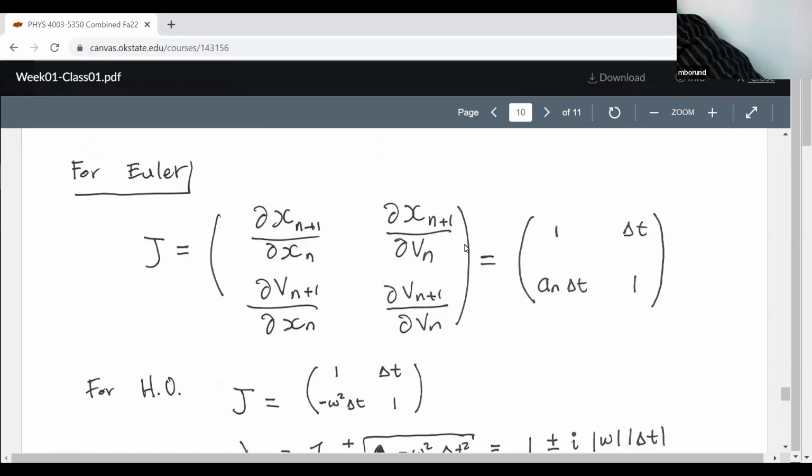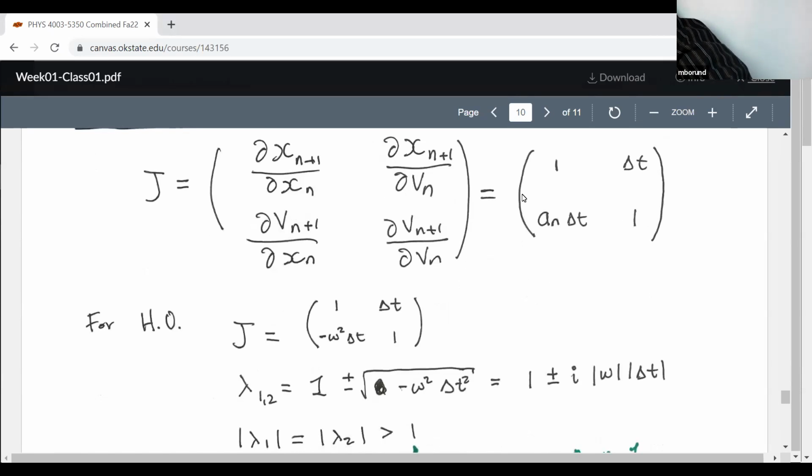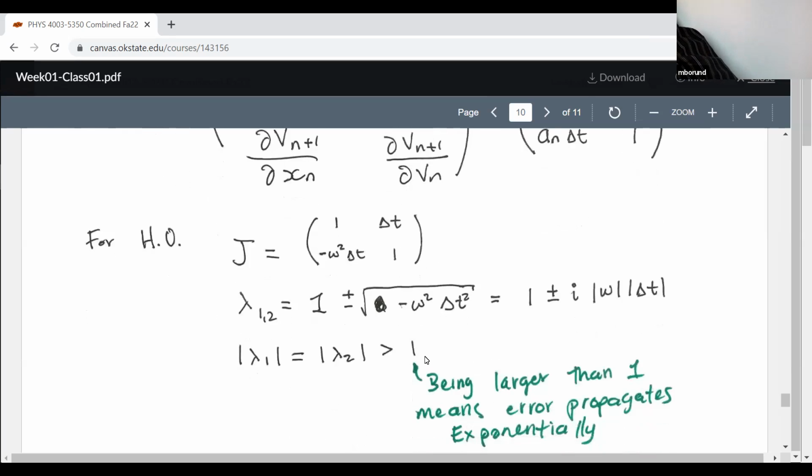So if we look at the Euler method, this is the answer that you get. 1 and 1 right here, and then you get this delta t up here, and delta t down here. And then what I did is that I said, what is the acceleration for the harmonic oscillator, and stuck it in there so that we could get the eigenvalues of this and talk about that.